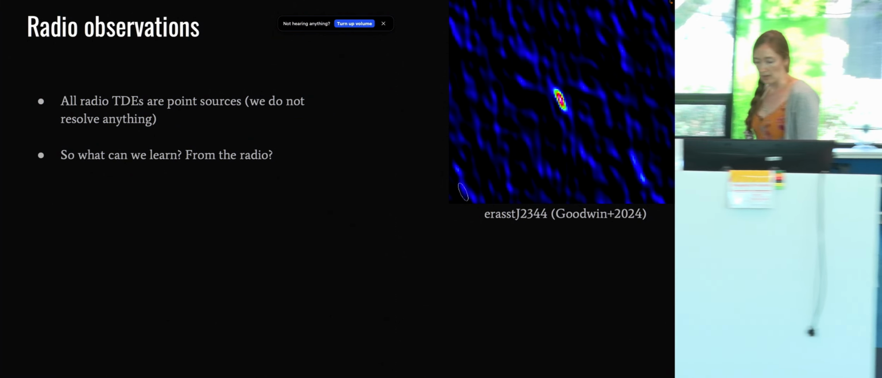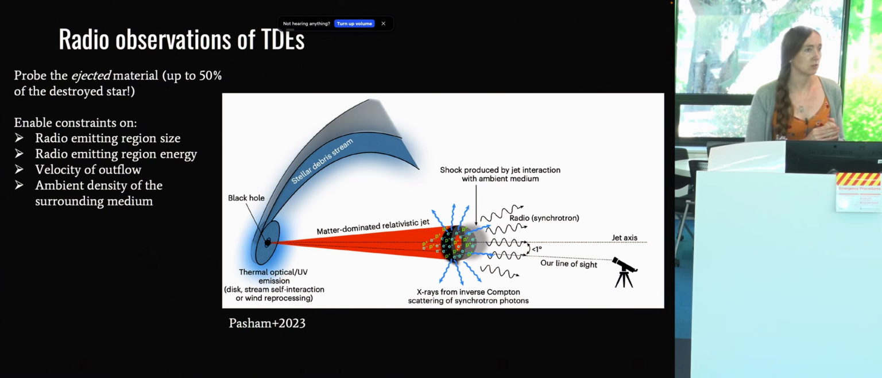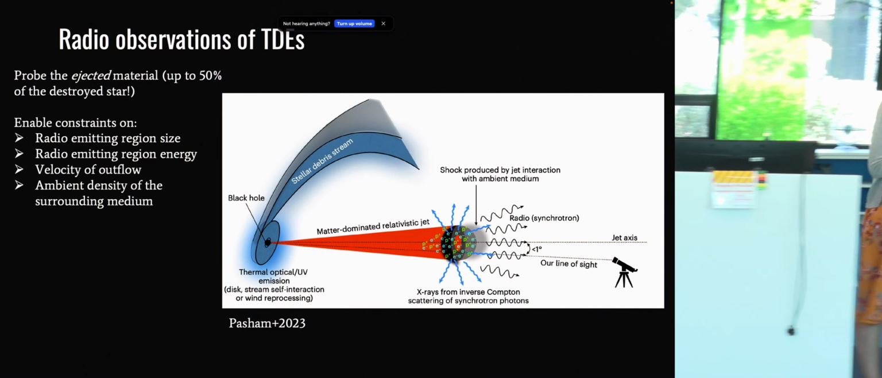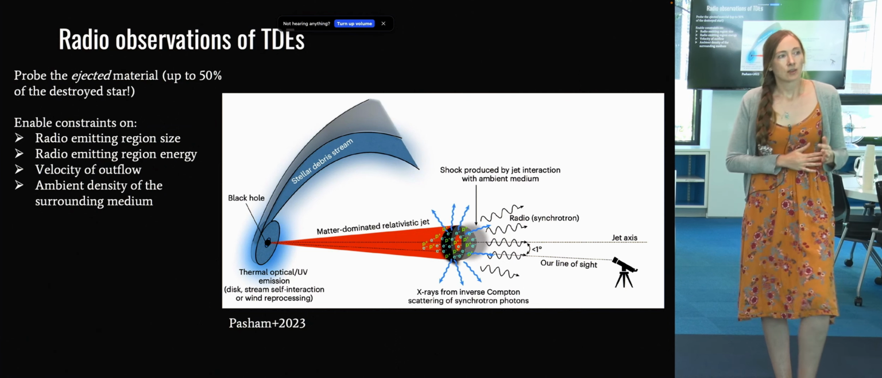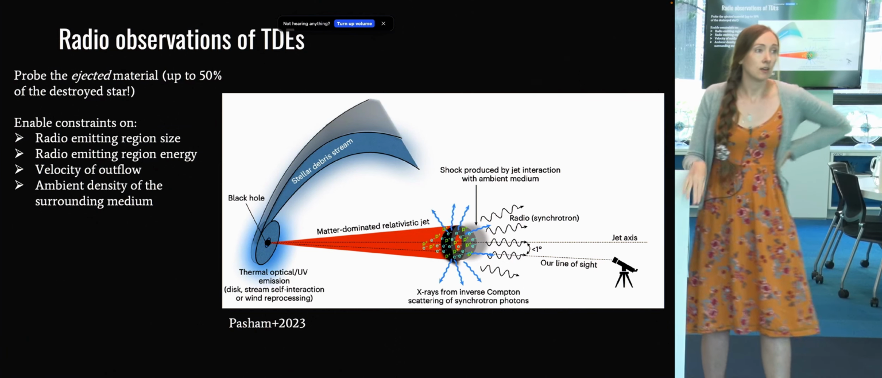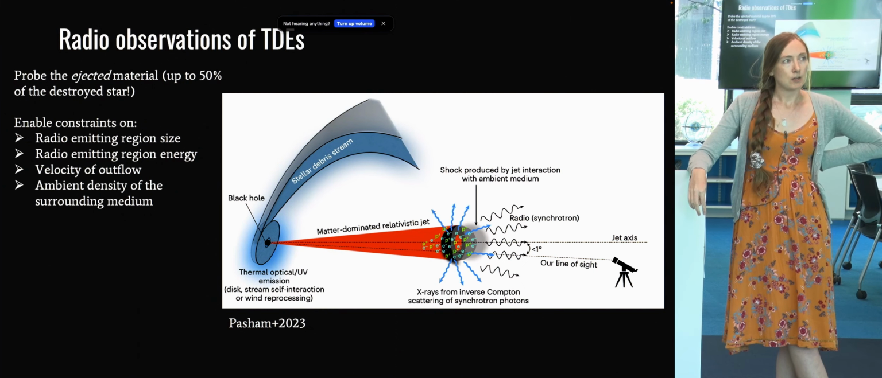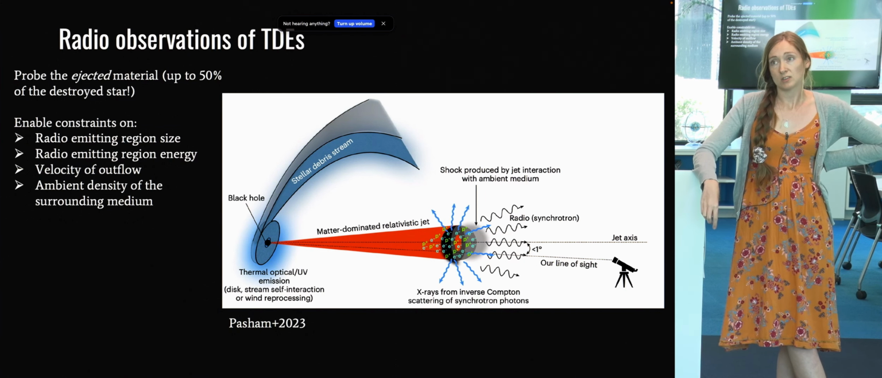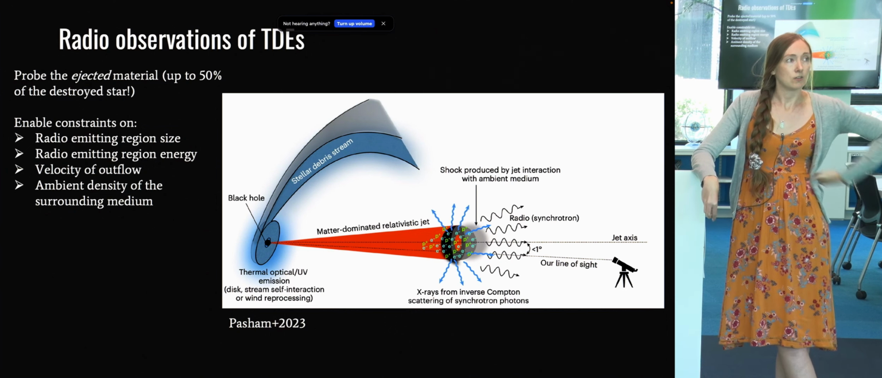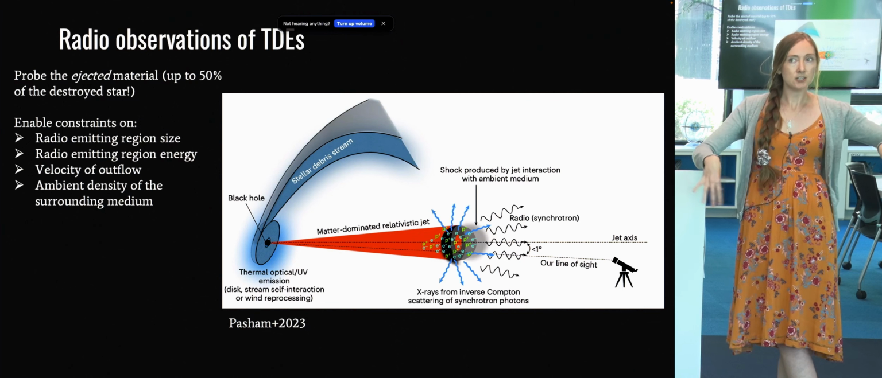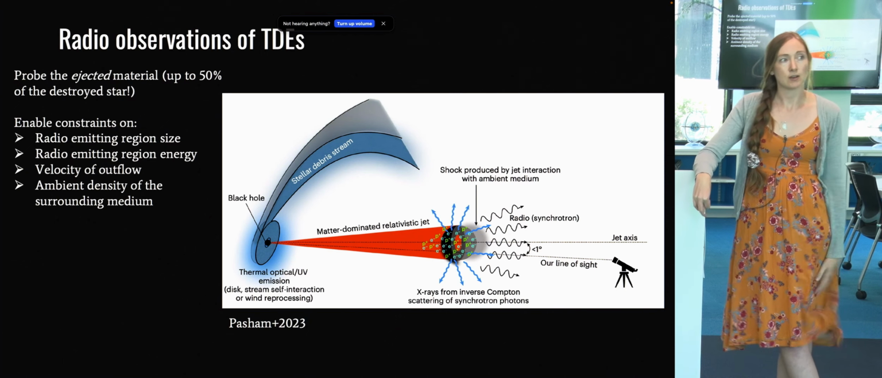So what can we learn about these events without resolving them in the radio? We still want to know what is producing the radio emission, why they all look different, and how we can learn about the outflows that were produced. So this is a really nice graphic from DJ Pasham. This was in the AT 2022 CMC paper. Radio observations probe the ejected material, which can be up to half of the star. So there's a lot of mass in this ejected material. And we can get constraints on the emitting region size, the energy in the emitting region, the velocity of the outflowing material, and we can also get constraints on the ambient density of the surrounding medium.